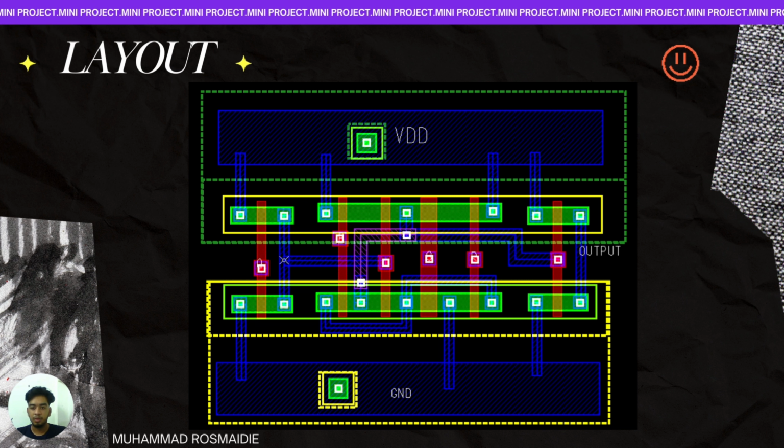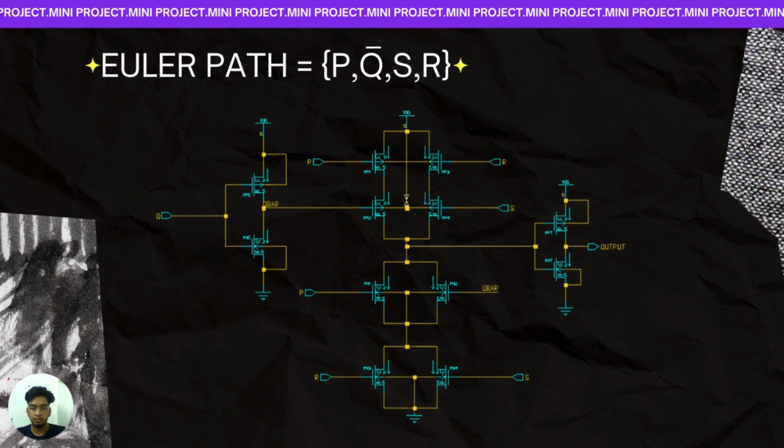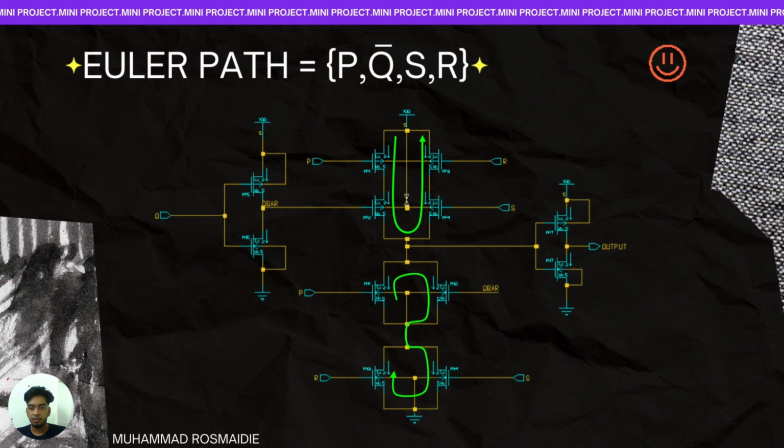Assalamualaikum warahmatullahi wabarakatuh. My name is Muhammad Rosmaidi Miroslan. Now I will continue for the next part. This part is about our mini project layout and the process to make the layout. Okay, first step: to make a layout, we need to have a complete circuit. After we have a complete circuit, we need to declare what yellow path we want to use.